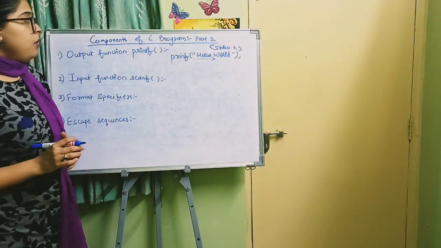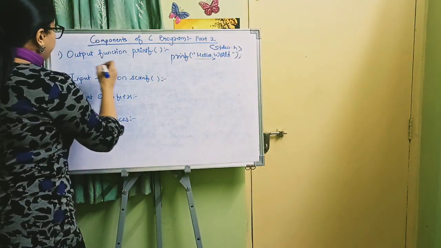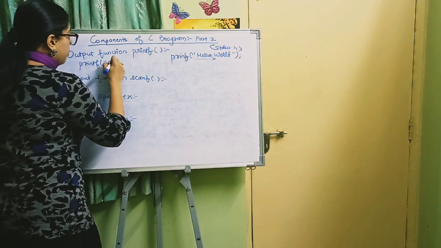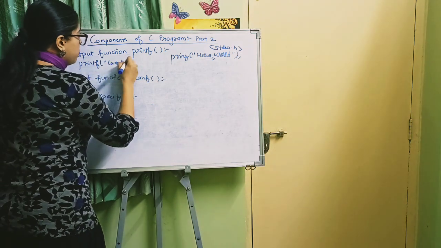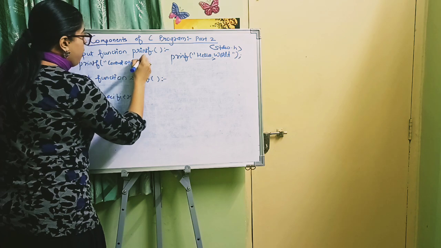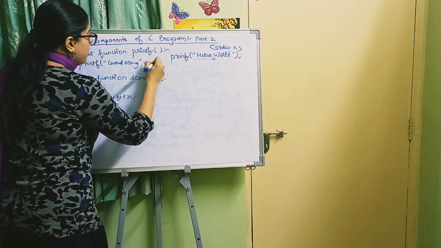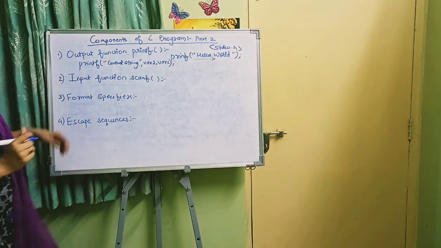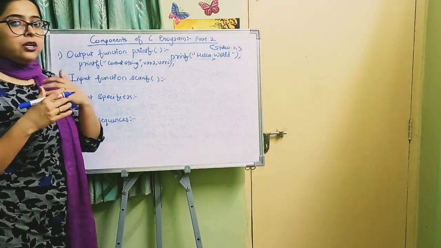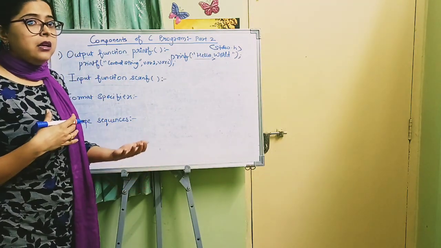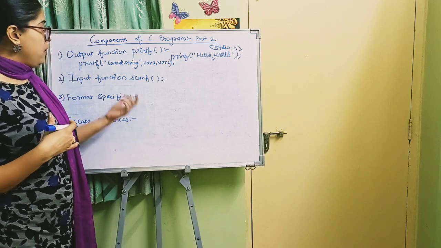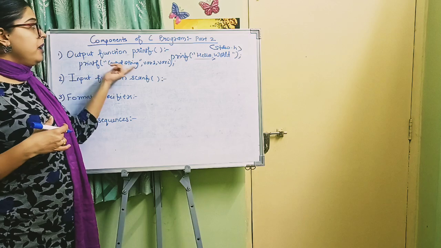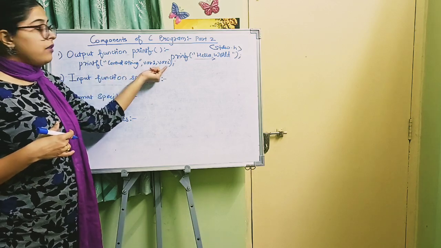Okay. Now the general format of printf is printf(control string, var1, var2). Here the control string is a combination of format specifiers and words or strings. And whatever the control string is, it is printed along with variable 1 and variable 2.